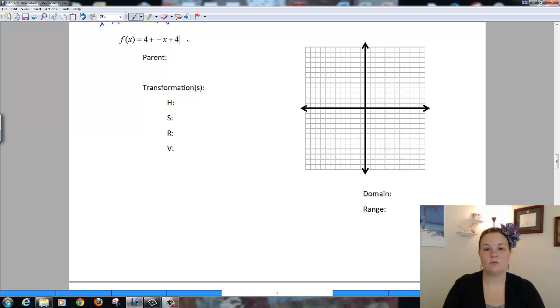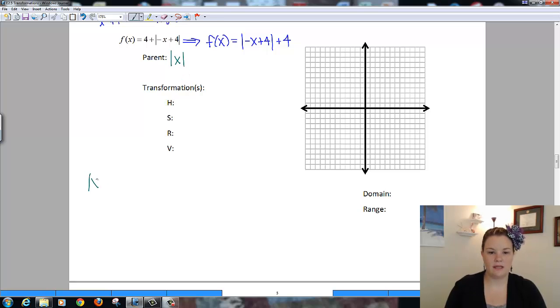All right, this one I'm going to rewrite again with my constant at the end so we don't get confused or frustrated. This is the same as f of x is equal to the absolute value of negative x plus 4, plus 4. Okay. My parent function here is the absolute value of x, which we know is a v.